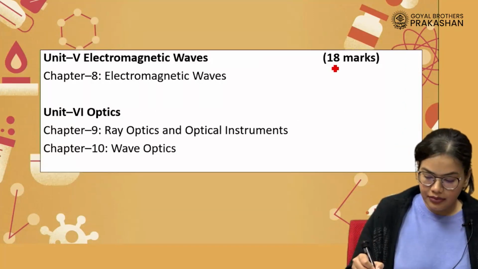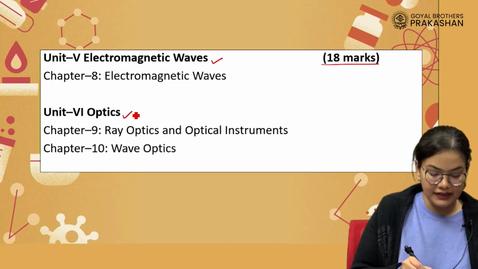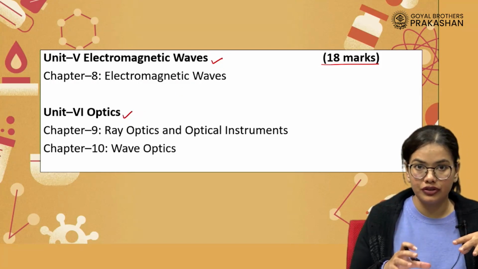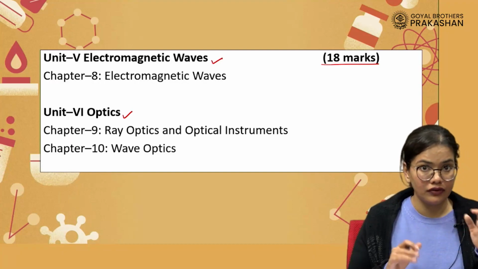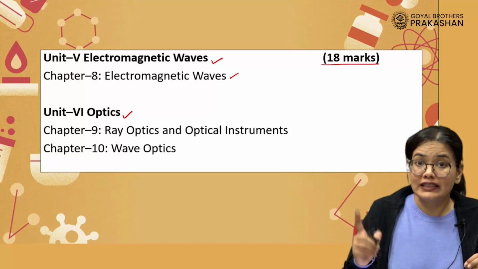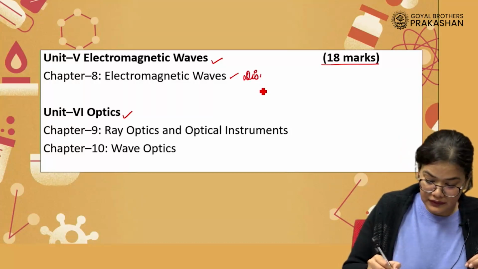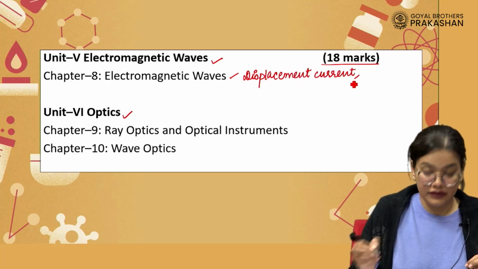Then again, two very important units: electromagnetic waves and optics. Optics is a huge unit. You can't afford to leave any of these units or chapters. First is your electromagnetic waves. You should know displacement current. The concept of displacement current is very important, and the formula is also very relevant.